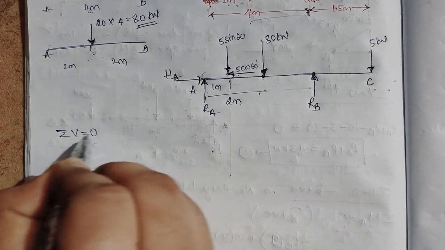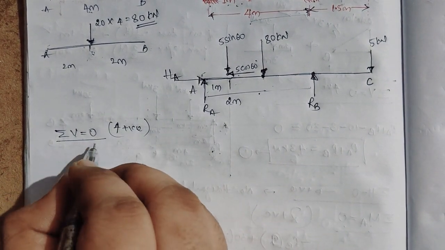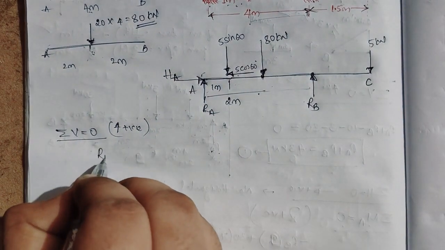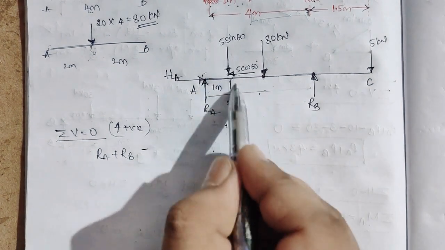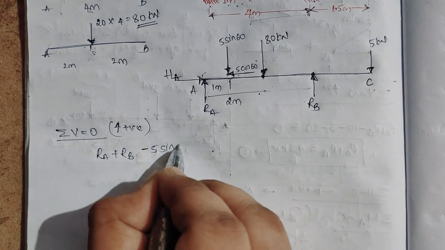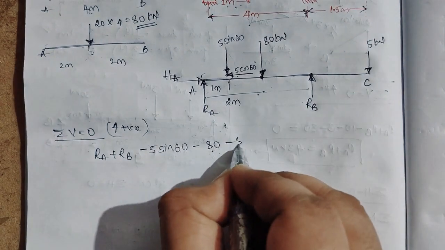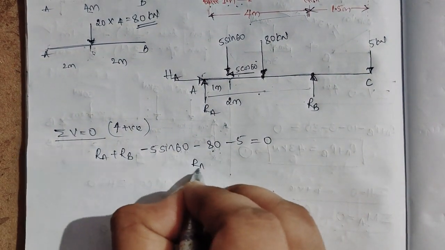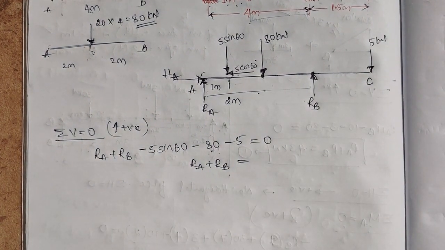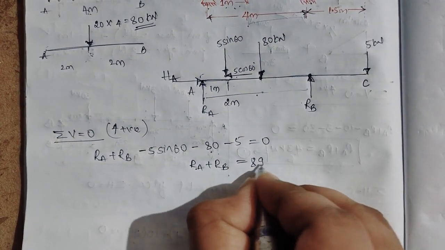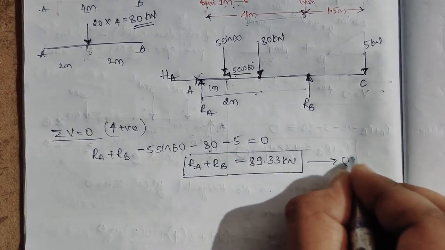Summation of vertical force equal to 0, taking upward as positive. So what will it be? RA plus RB, then minus this downward force 5 sin 60, minus 80, then minus the 5 force here, is equal to 0. So RA plus RB is equal to 89.33 kilonewton. So this may be equation number 1.